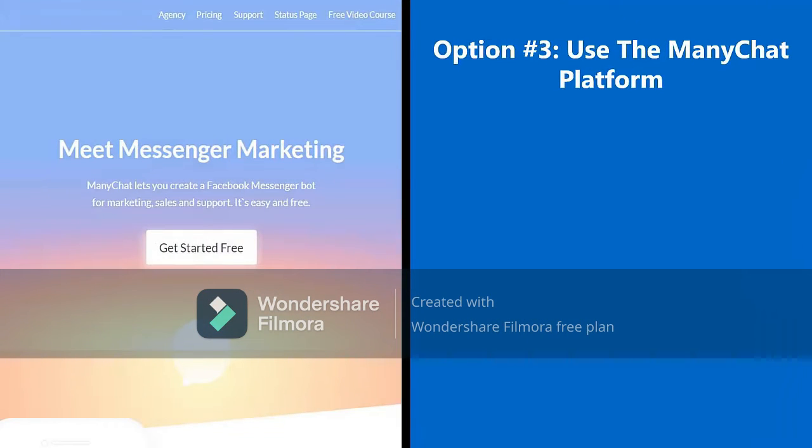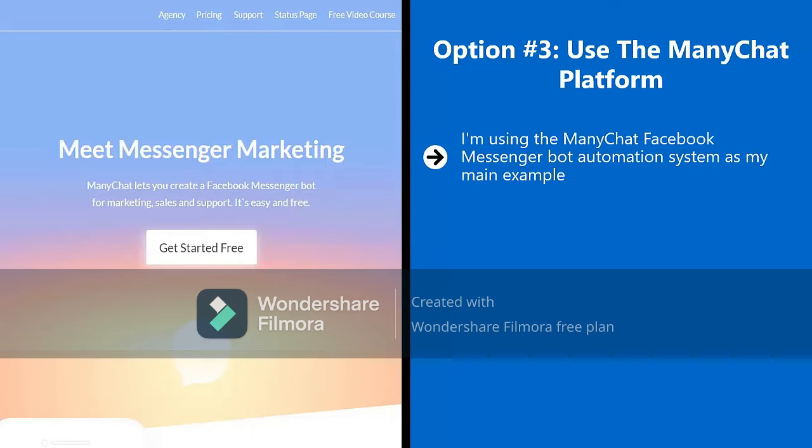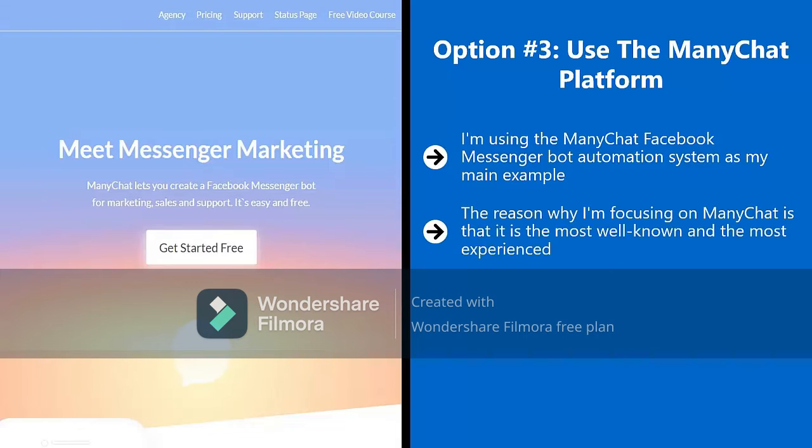Option number 3, use the ManyChat platform. I'm using the ManyChat Facebook Messenger bot automation system as my main example. There are other companies out there offering their own platforms that simplify the Facebook Messenger chatbot creation system. The reason why I'm focusing on ManyChat is that it is the most well-known and the most experienced. They've been around the block for quite a while. They have come up with a very robust and scalable solution.